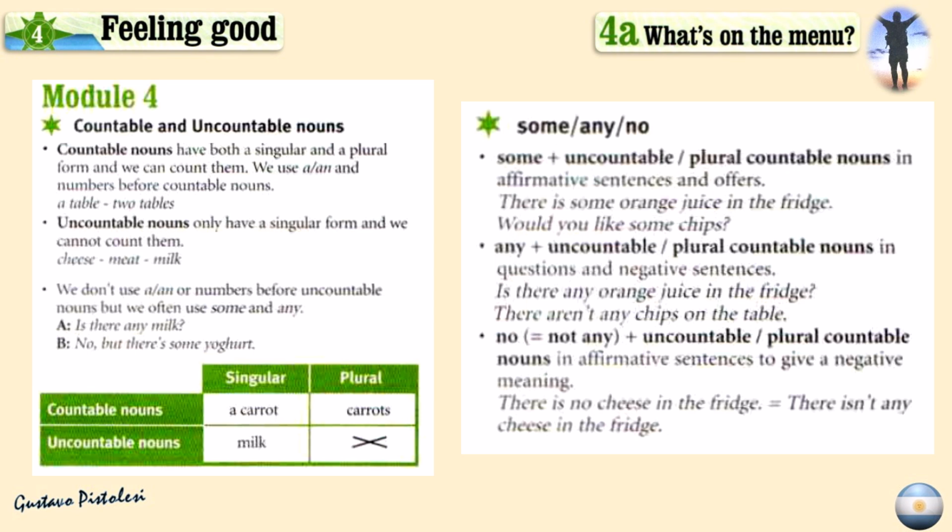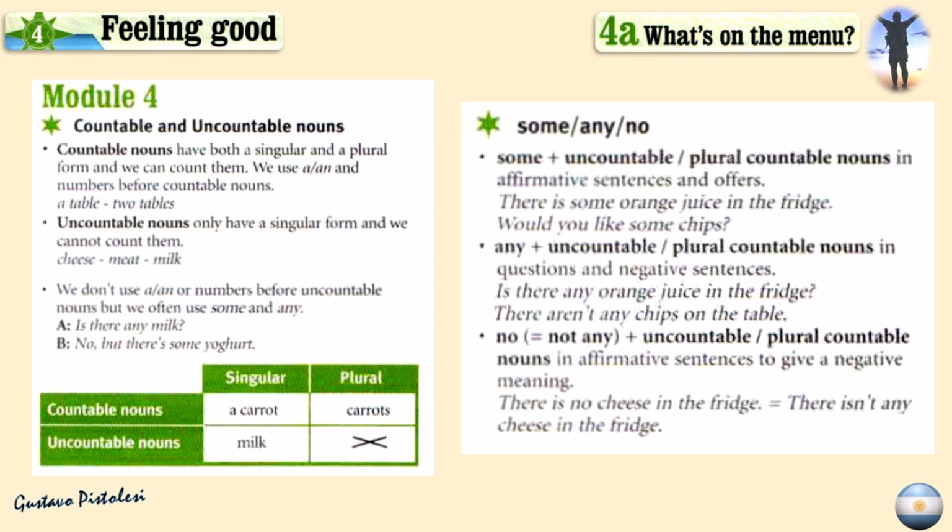Countable and uncountable nouns. Countable nouns have both a singular and a plural form, and we can count them. We use a, an, and numbers before countable nouns. A table. 2 tables. Uncountable nouns only have a singular form and we cannot count them. Water. Milk. We don't use a, an or numbers before uncountable nouns, but we often use some and any. A. Is there any milk? B. No, but there's some sugar.